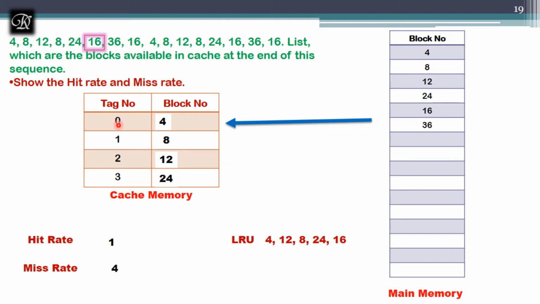Next, there is a request for 16. So there is no space. 4, 8, 12, 24 have occupied all 4 available word lines. What do I have to do right now? I have to check what has to be replaced among these 4. You can check here that the least recently used is 4, which entered the cache in the beginning. So I am authorized to remove this based on the replacement algorithm LRU. So now replace 4 with 16 and increase the miss count.